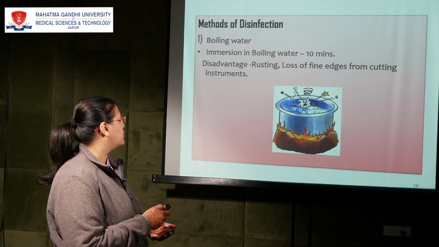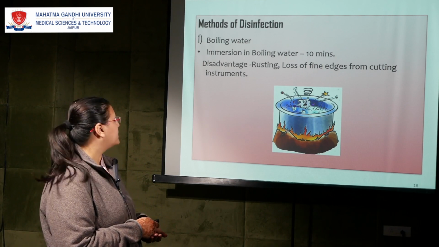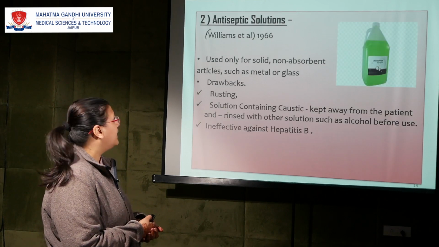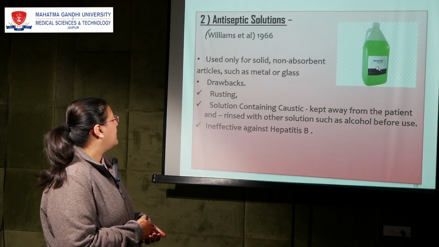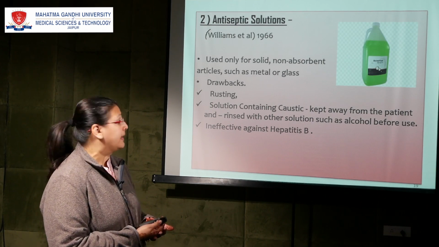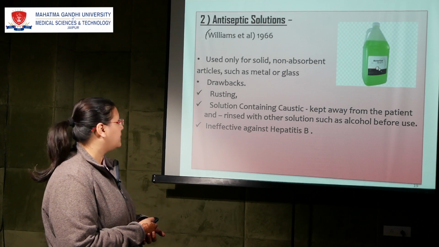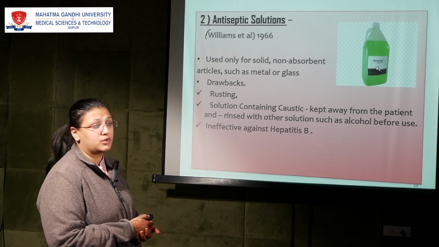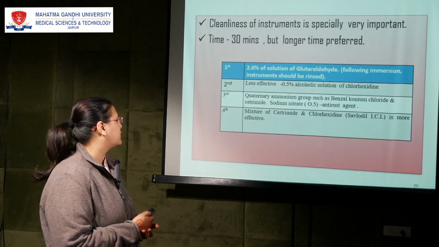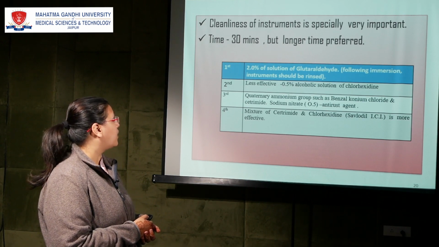The most popular method is boiling water, that is immersion in boiling water for 10 minutes, but now it is not used because it causes rusting and loss of fine edges from cutting instruments. Then came antiseptic solution, which is used for solid non-absorbent articles such as metal or glass, but it also causes rusting and the solution can become caustic, therefore it was kept away from the patient and it should be rinsed with other solutions such as alcohol before use, but it is ineffective against hepatitis B infection. Cleanliness of the instrument is very important. The time required is 30 minutes, but longer time is preferred.